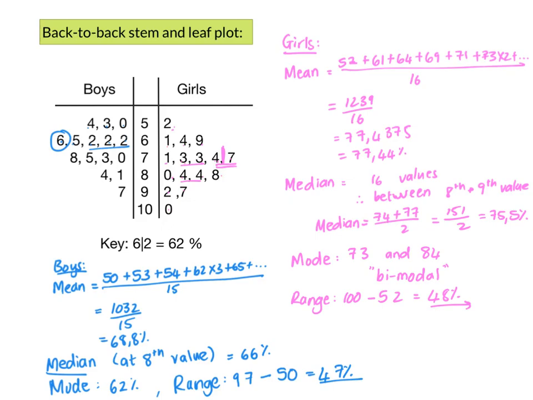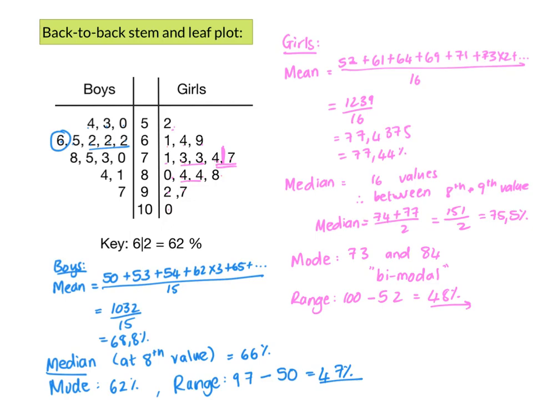Now let's quickly compare the values between the boys and the girls. If I look at the range for both, the range for the boys and the range for the girls, those two values are very similar. However, who did better? The mean for the girls is 77.44%, and the mean for the boys is 68.8%. So it seems at the moment that just looking at the mean, the girls did better. If I look at the median for the girls, 75.5%, and the median for the boys, 66%, again, I see that the girls performed quite significantly better.